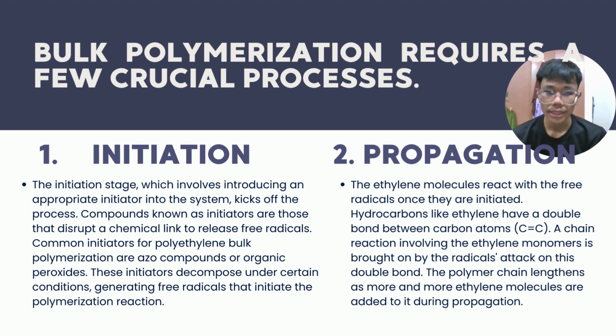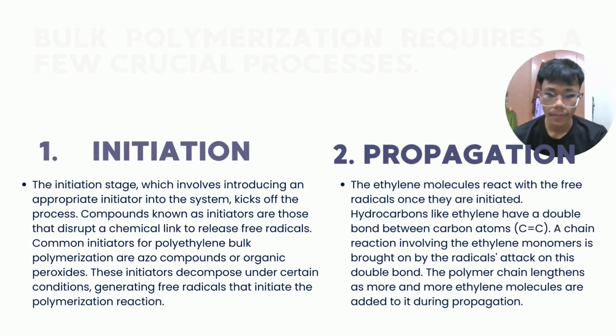The second one is propagation. The ethylene molecules react with the free radicals once they are initiated. Hydrocarbons like ethylene have a double bond between carbon atoms. A chain reaction involving the ethylene monomers is brought on by the radical attack on this double bond. The polymer chain lengthens as more and more ethylene molecules are added to it during propagation.